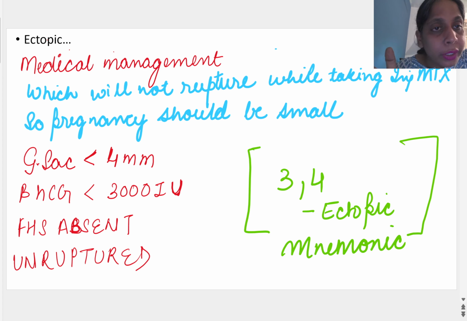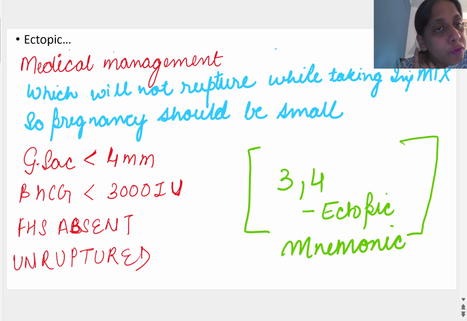The other two conditions which you all know is FHS should be absent. If FHS is present, then what is the pregnancy time? It is somewhere between 5 to 6 weeks. It means it is a big pregnancy, right? So FHS should be absent. If FHS is present, it means it is a big pregnancy, with more period of gestation. So we are not going to give methotrexate when FHS is present. And number four is unruptured, that you all know.